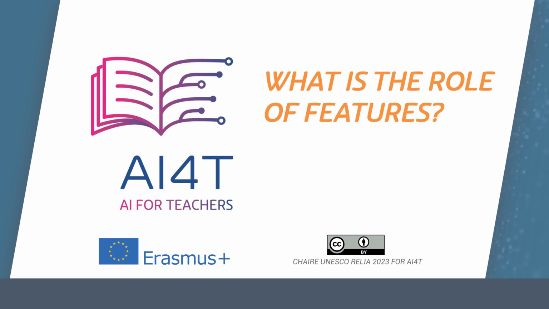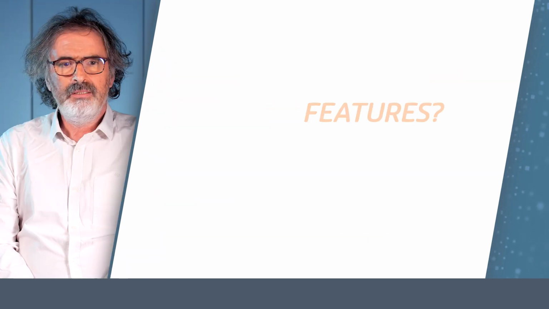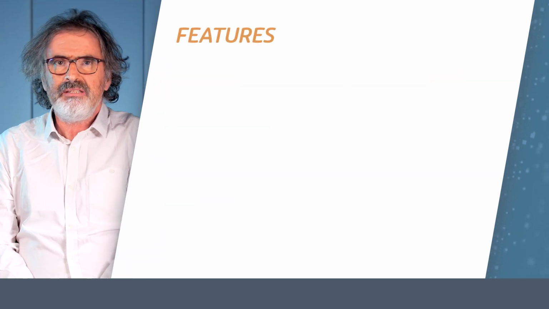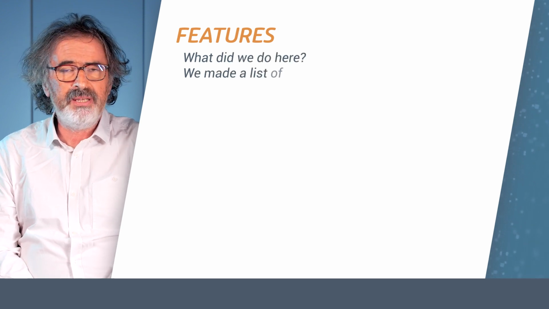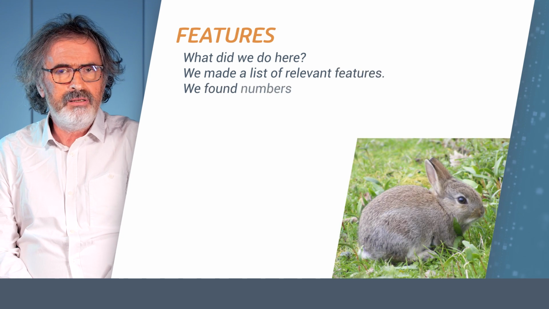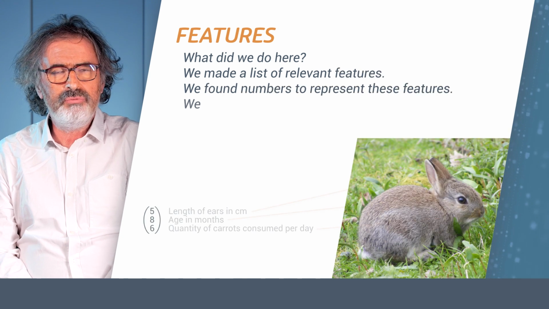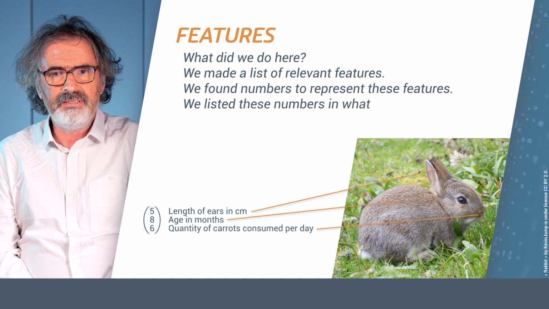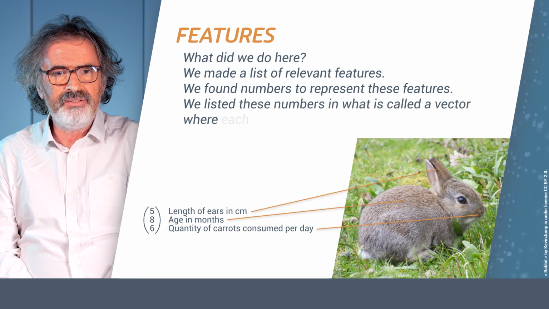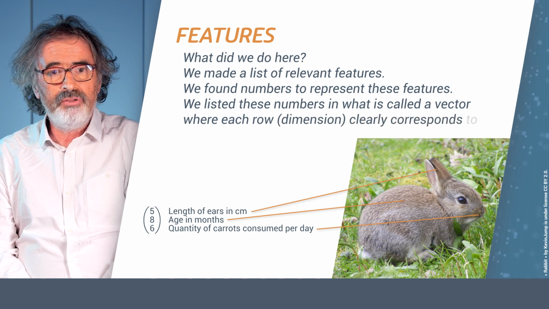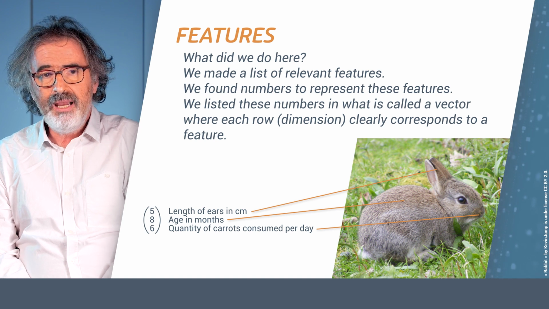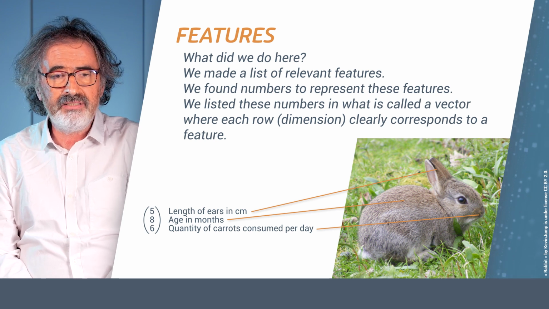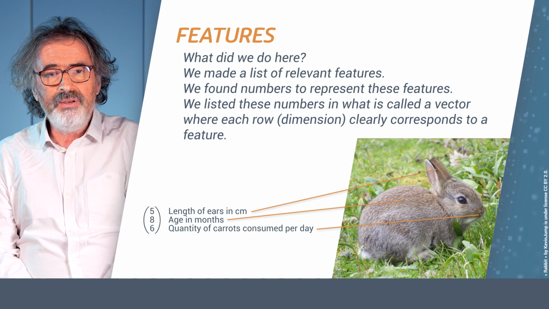Between the many objects in machine learning, features are especially important. So features are things that we can measure. Suppose we are trying to classify rabbits, then we will look at rabbits and try to find measurable parts of the rabbit. For example, the length of the ears, or the age in months, or the quantity of carrots per day. Thanks to that, our rabbit has been replaced by a vector, a list of numbers, one number for each of the features.